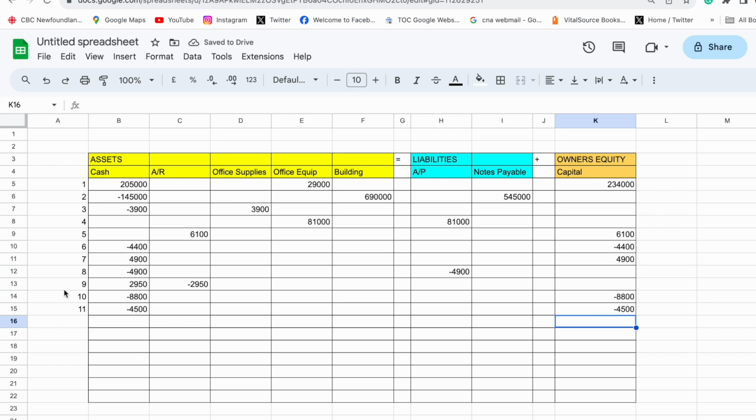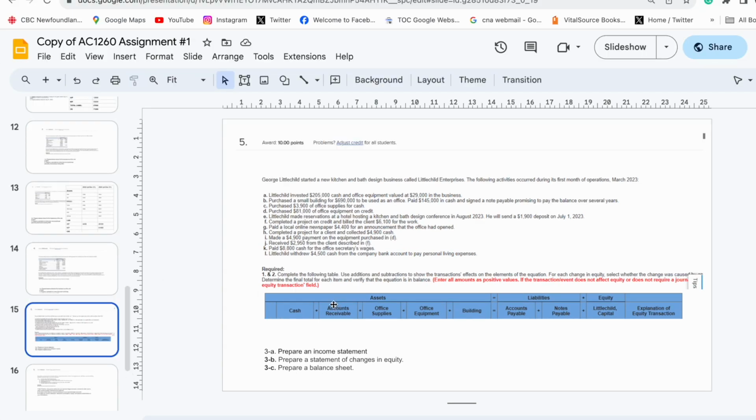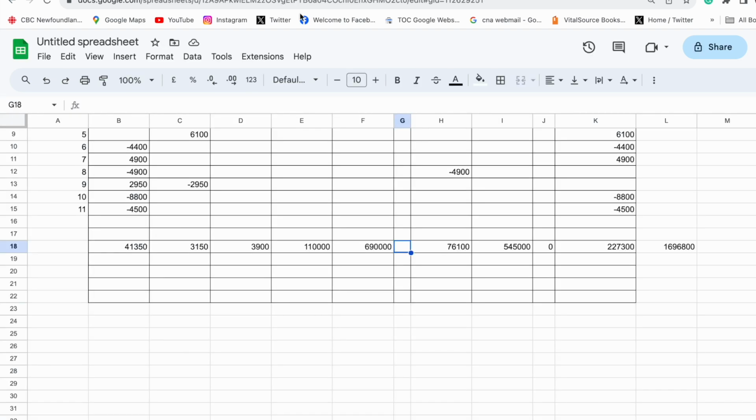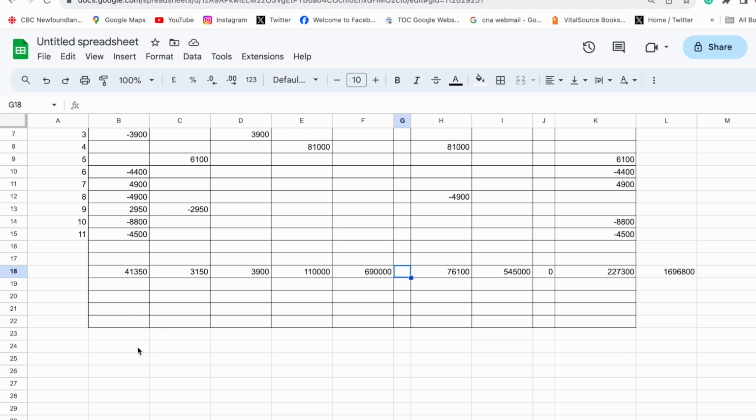Okay. Now that we've done all that, we're just going to add them all up. Now I'm going to run the calculator here. Okay, so the second part of the question says, prepare an income statement. Okay, so we need to think about our income here. What's going on in terms of income? So an income statement will be for the period.